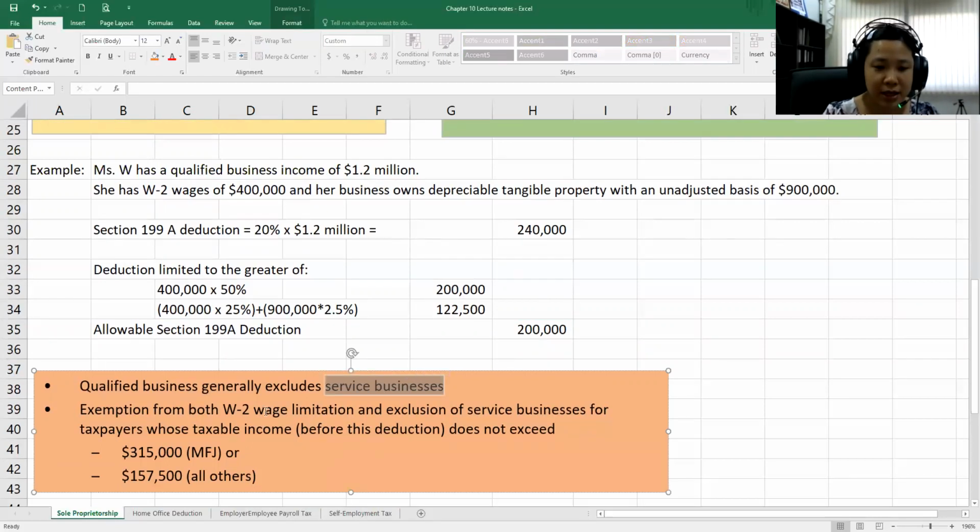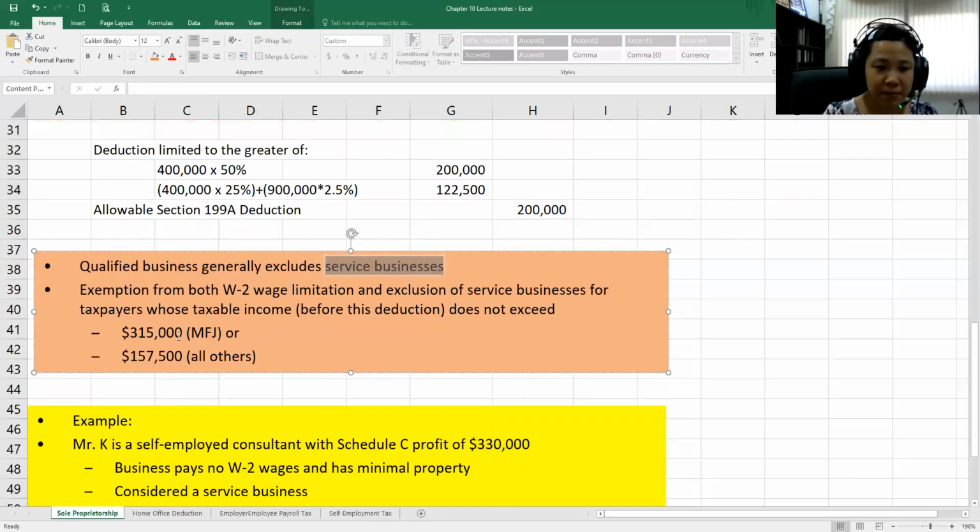It means your business can be qualified as a business if your taxable income is under 315,000, or under 157,500 for other filing statuses.